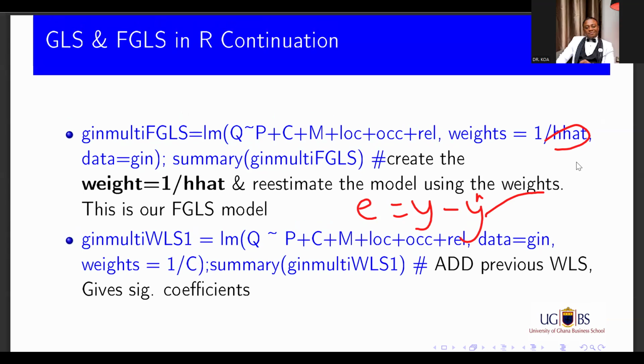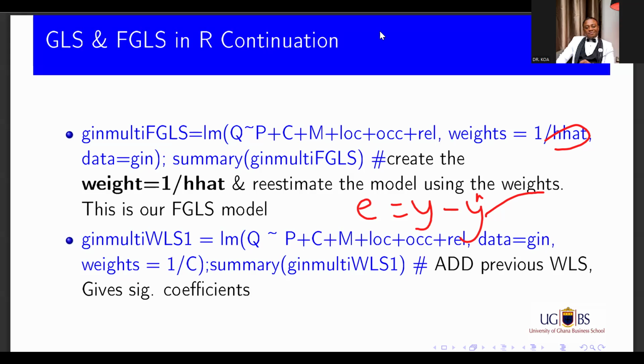Okay, but then the GLS itself, or the WLS, will rather require you to use one of the independent factors. But the feasible GLS requires you to use only the Y hat.